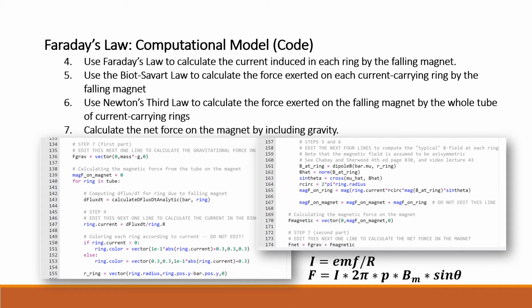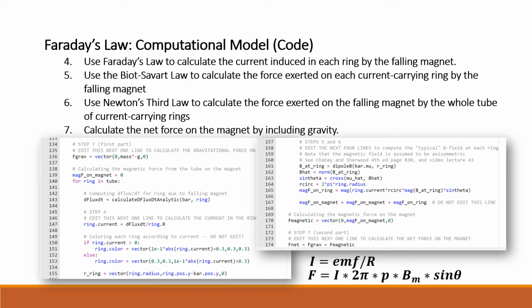So next up is steps 4, 5, 6, and 7, which is use Faraday's law to calculate the current induced in each ring by the falling magnet. Use the Biot-Savart law to calculate the force exerted on each current carrying ring by the falling magnet. Use Newton's third law to calculate the force exerted on the falling magnet by the whole tube on the current carrying rings, and to calculate the net force on the magnet by including gravity.